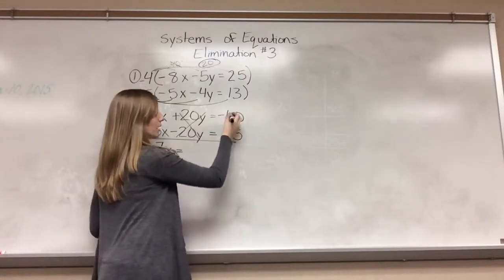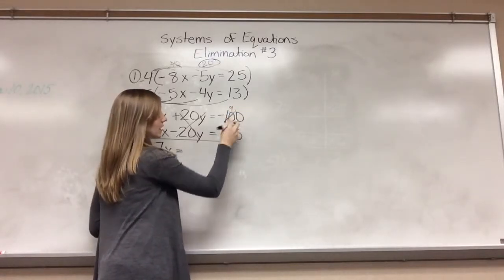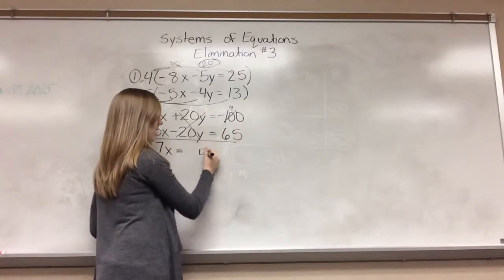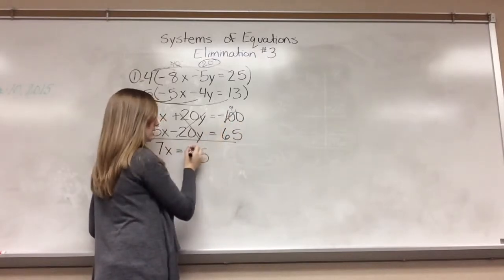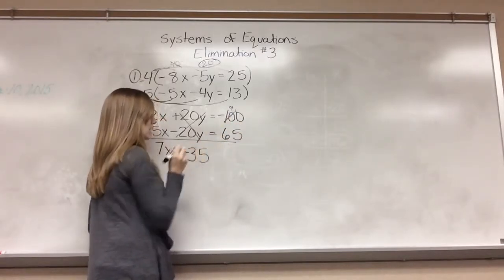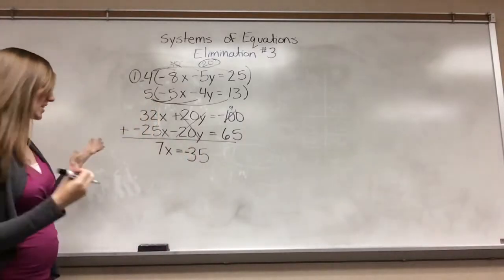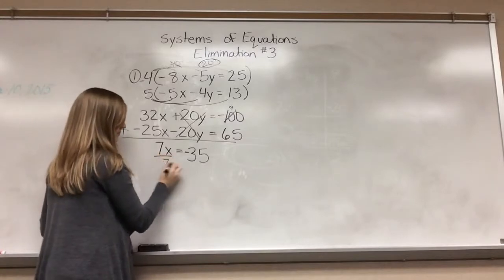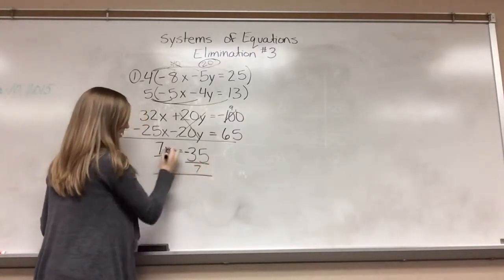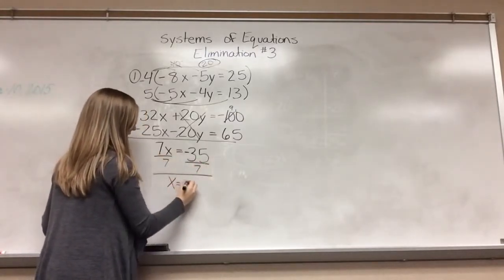And if you need to, go ahead and borrow. Borrow from this 10, make it 9. 10 minus 5 is 5. 9 minus 6 is 3. And keep the sign of the bigger number. So it's negative 35. And then I just divide both sides by 7. So x equals negative 5.